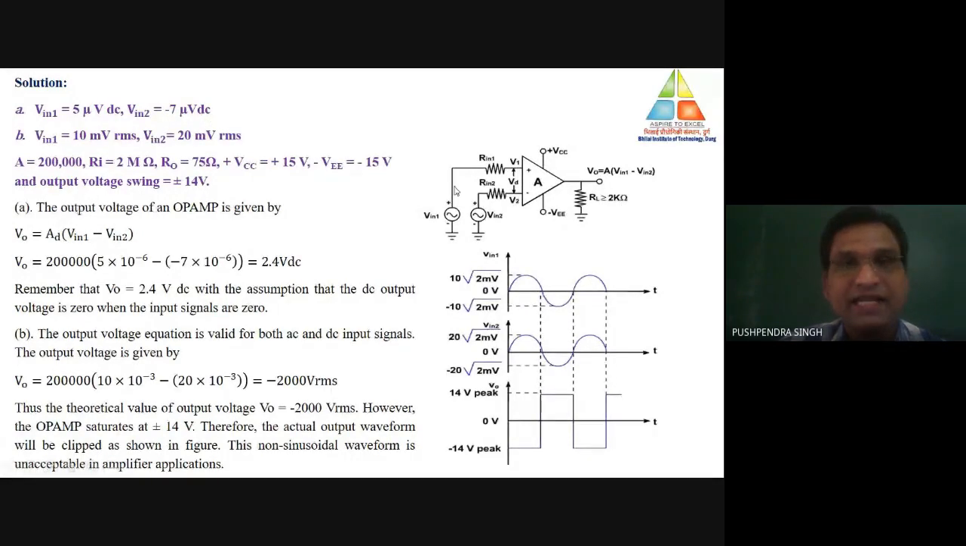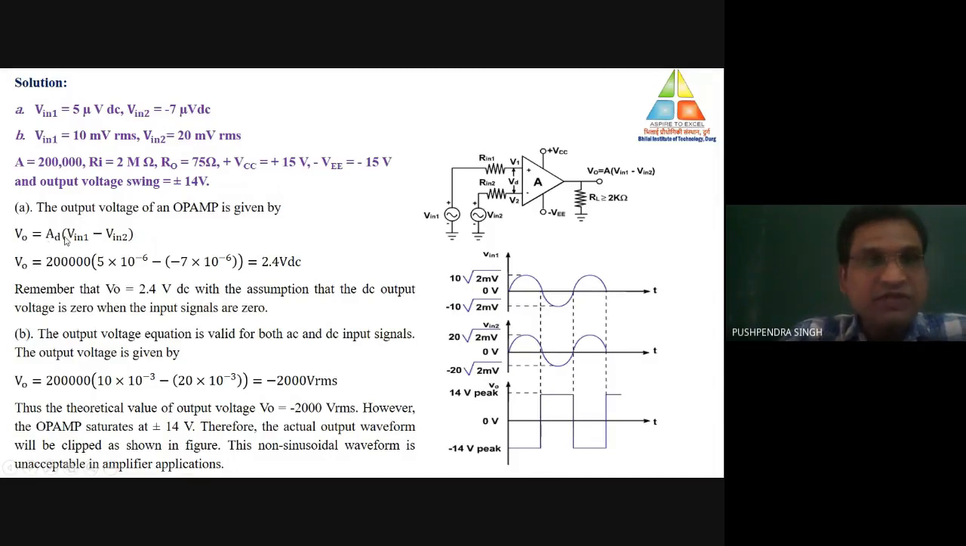For part A, as I told you earlier, if both the inputs are present in the operational amplifier, that means the circuit is a differential amplifier connected in open loop configuration. In that condition, the output is directly proportional to the difference of the two input signals, that is V in 1 minus V in 2, or V0 equals AD times (V in 1 minus V in 2). This is the general expression for calculating the output of an operational amplifier.